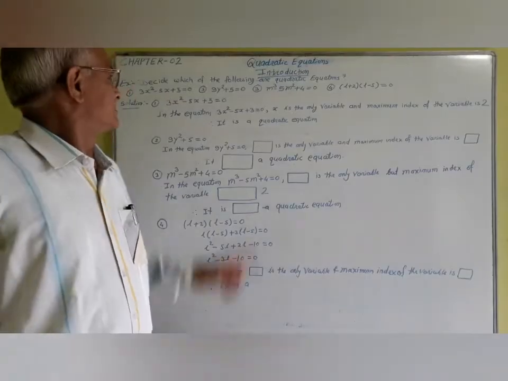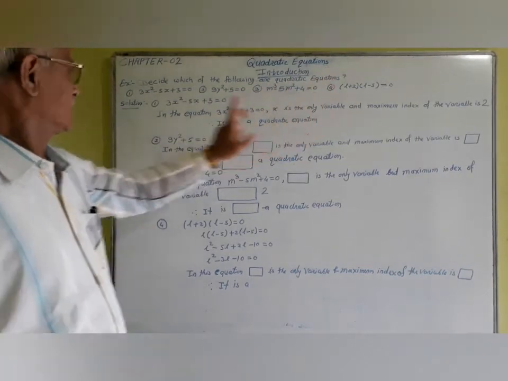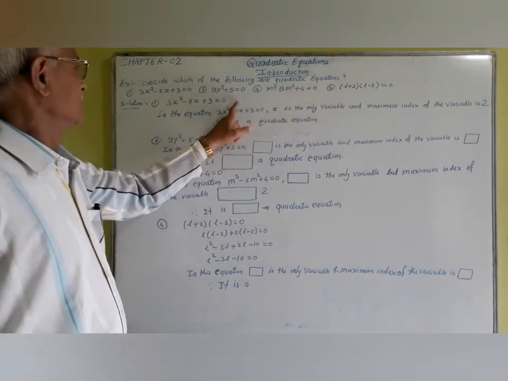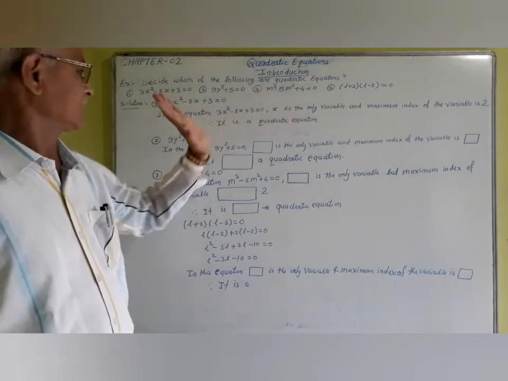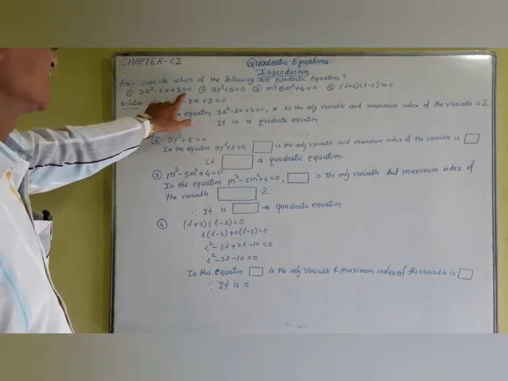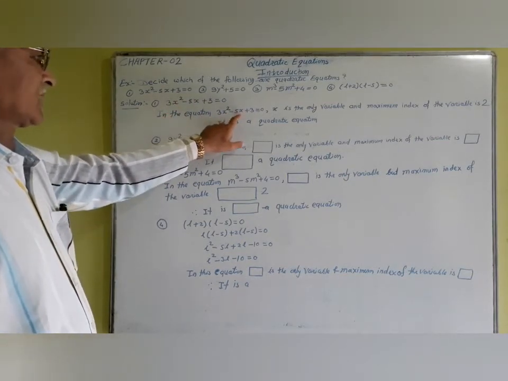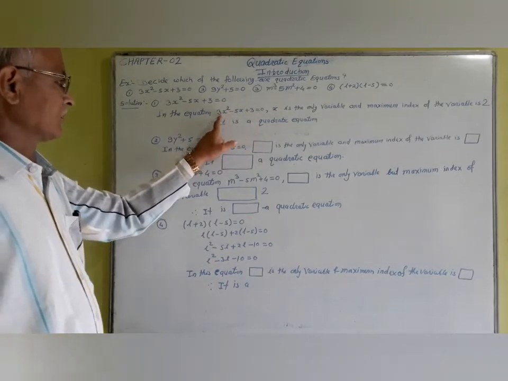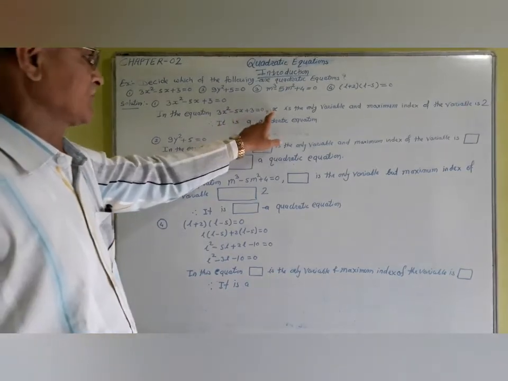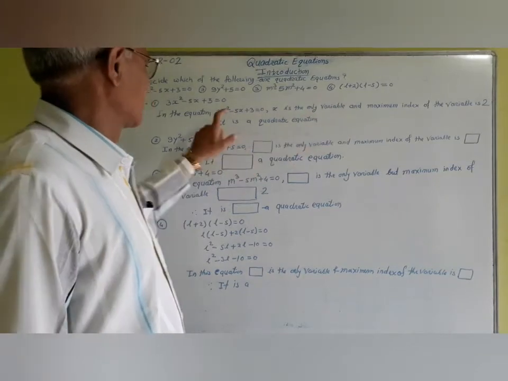Like this. Decide which of the following are quadratic equations. There are 4 equations: 1, 2, 3 and 4. The first equation is 3x² - 5x + 3 = 0. How many variables are there in this equation? There is only one variable, and it is x. X is the only variable and the maximum index is 2.